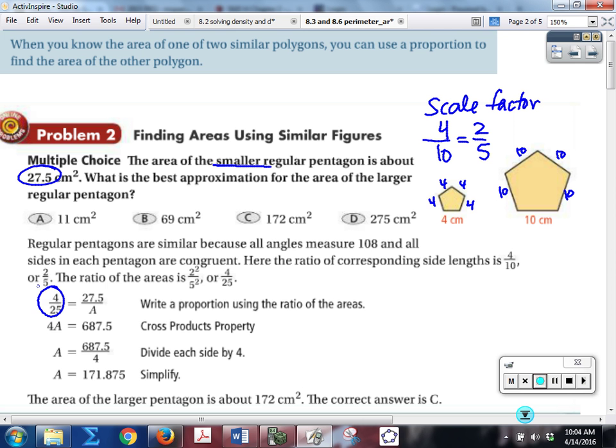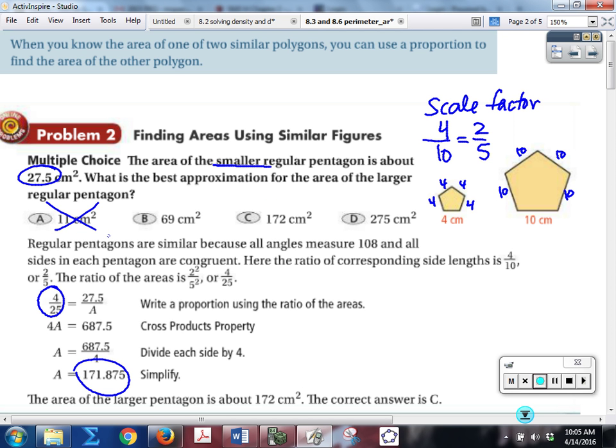And then however you want to solve your proportion, this one says cross multiply. 4 times A equals 27.5 times 25. Divide by 4. So this is the area of the bigger pentagon. And when you get done, you should always look at it and see if it makes sense. Because if the smaller one is 27.5 and you get the area of the bigger one to be smaller than the smaller one, that doesn't make sense. So even if I'm doing multiple choice, before I do anything, I know that one's not right. So it can't be smaller. So of course this one, that was the answer.